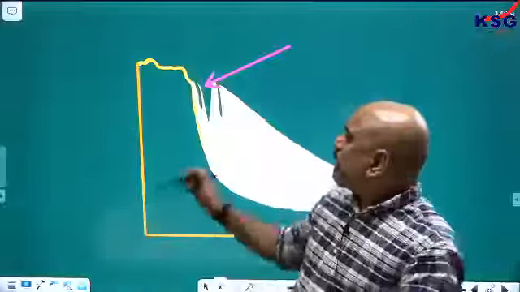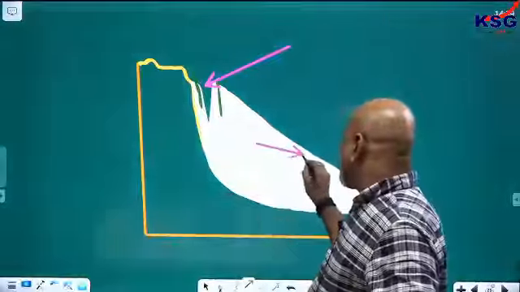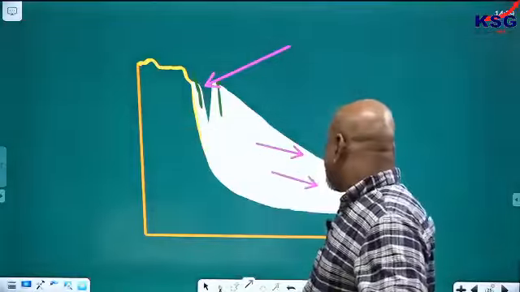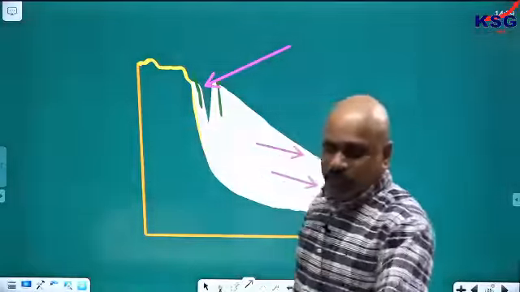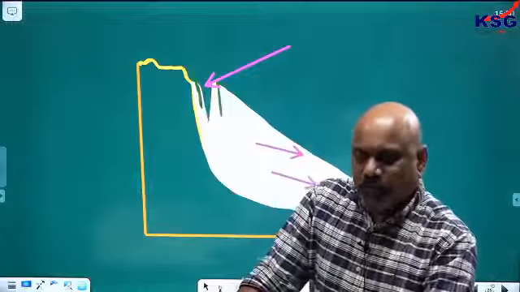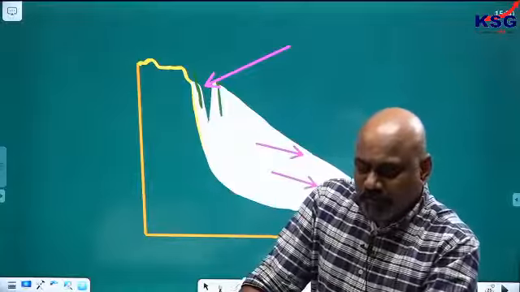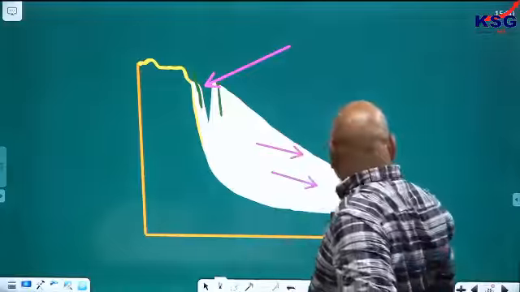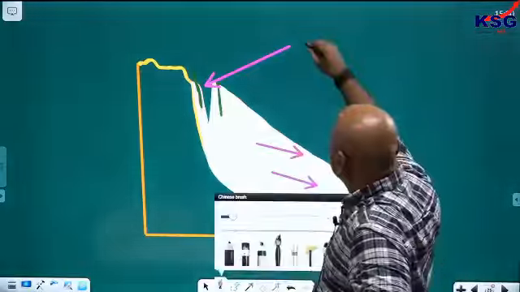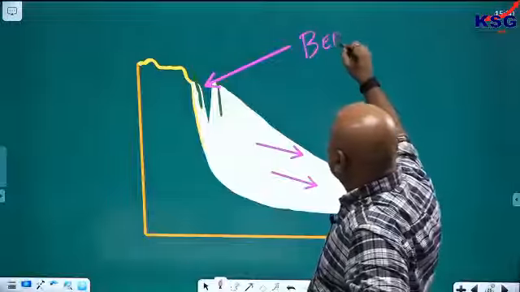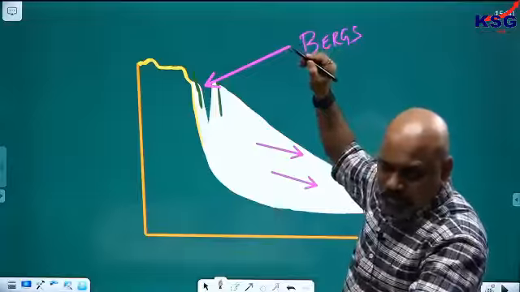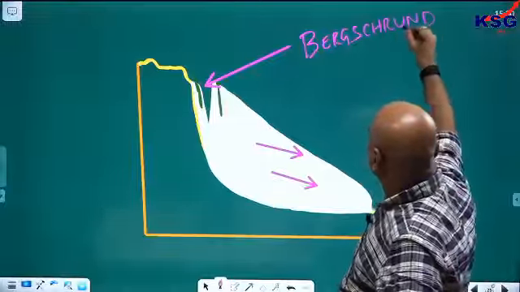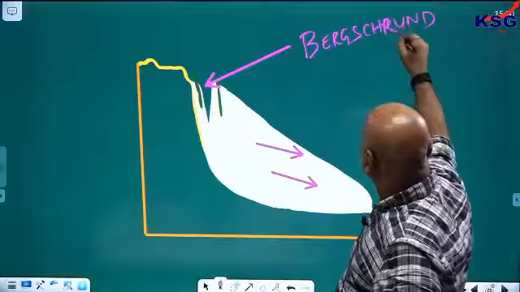This glacier will start to move this way. It will try to move away. So something will stay stuck, some part of it will remain there itself. There is a mountain wall, then you have it like this. This is known as Bergschrund. That was a crevasse, here it is a Bergschrund. See.